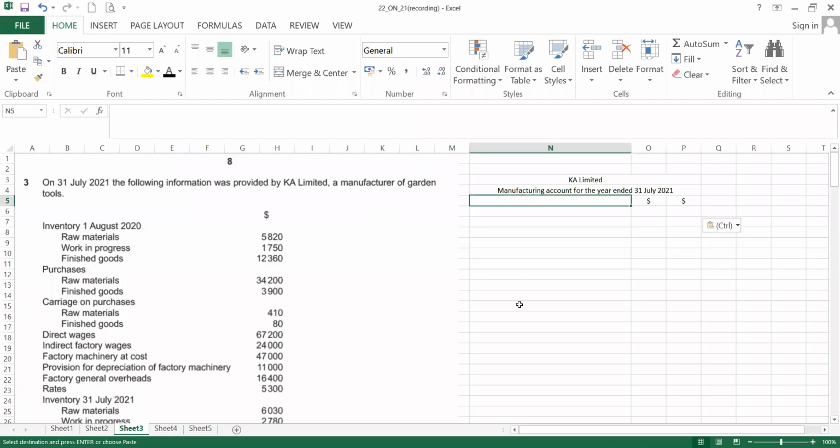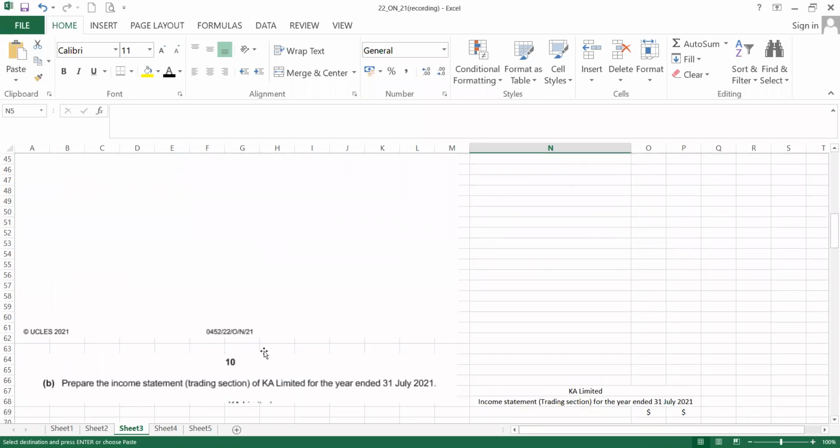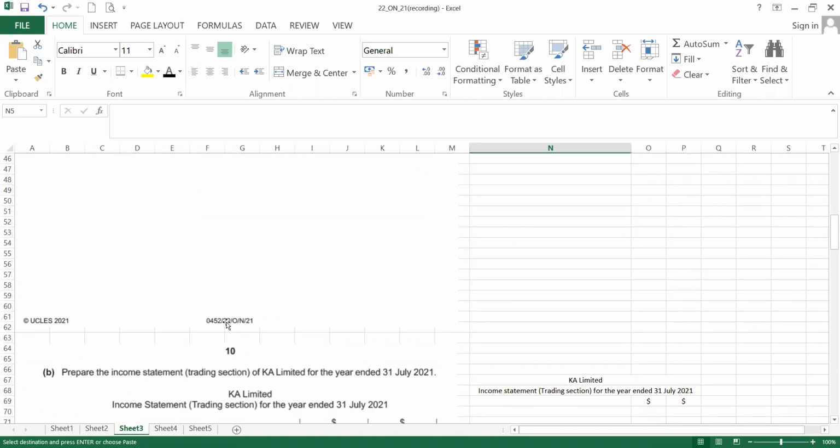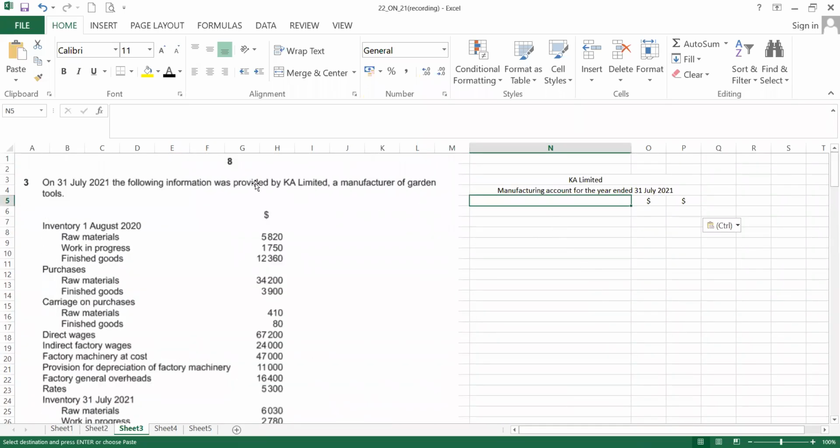Okay, this is the third question for the paper 22, October, November 2021. On 31st July 2021, the following information was provided by KA Limited, a manufacturer of garden items. Okay, let's see what the items are one by one first.